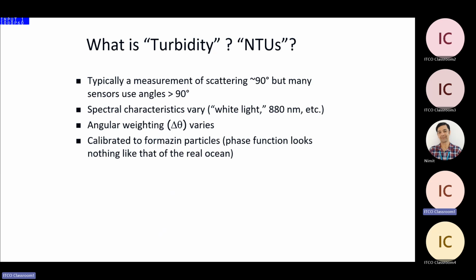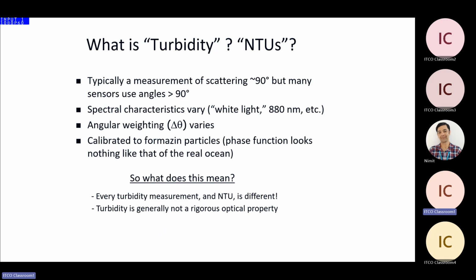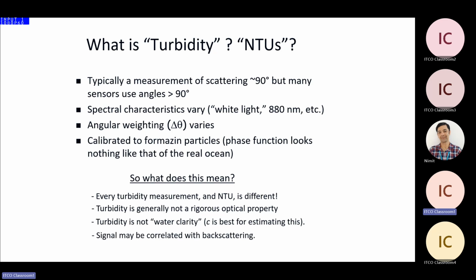The angular weighting varies, and then it's calibrated to formazin particles, whose scattering properties aren't really anything like the real ocean. So all the different turbidity measurements as a result are really different. And even though they have what sound like very specific engineering units, NTUs from different sensors are going to give you totally different values. So it's typically not a rigorous optical property. It's not really water clarity. The best optical proxy for water clarity is c, the attenuation coefficient. And oftentimes it may not be correlated even with backscattering.